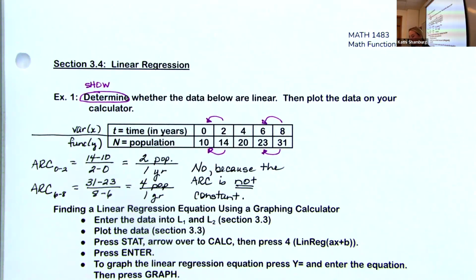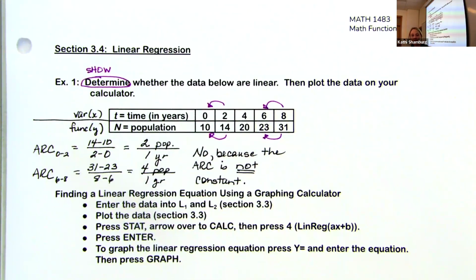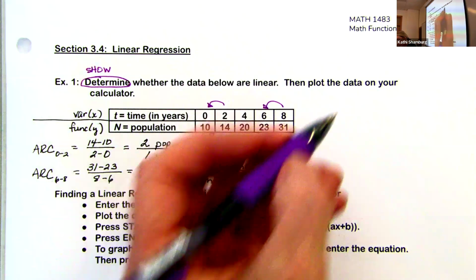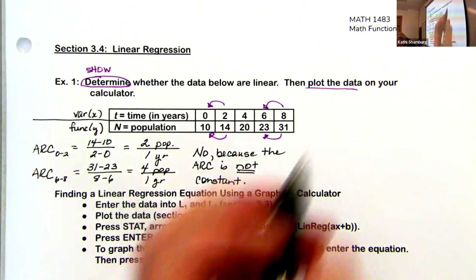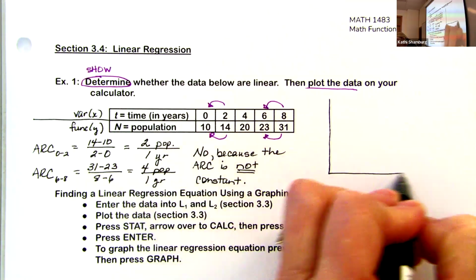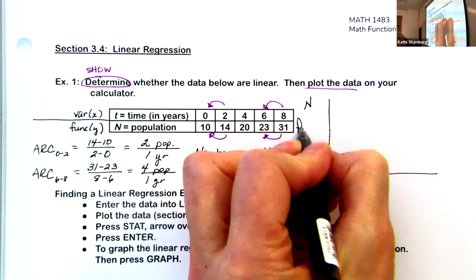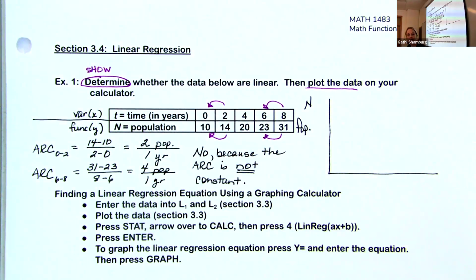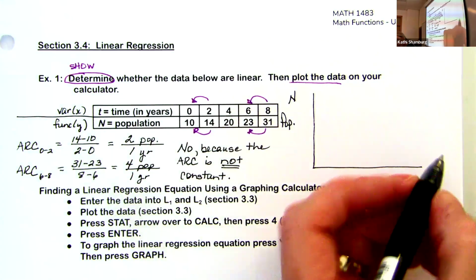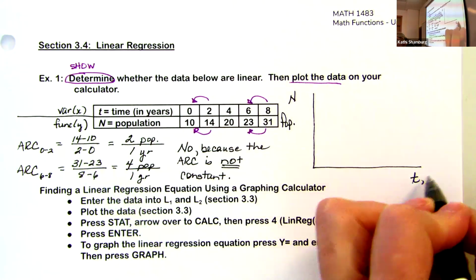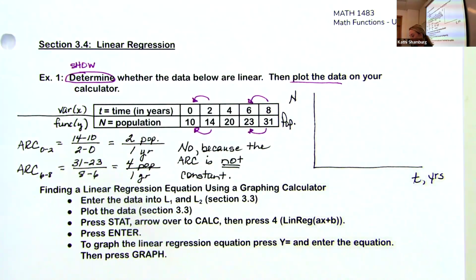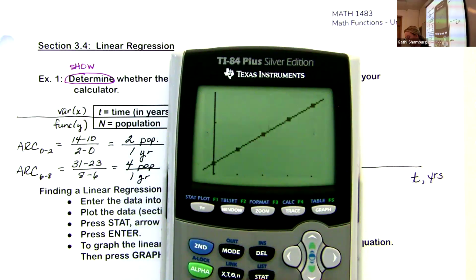All right. So it's not linear. Now it says plot the data. So I'm going to create a little graph here. This is N, which is the population. I'm just going to put pop because I ran out of room. And this is T, which is years. Okay, so I'm going to go to my calculator.